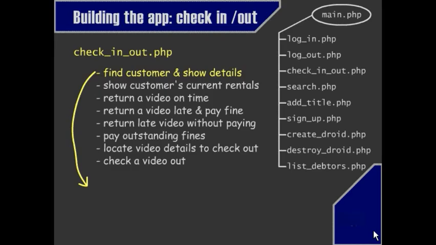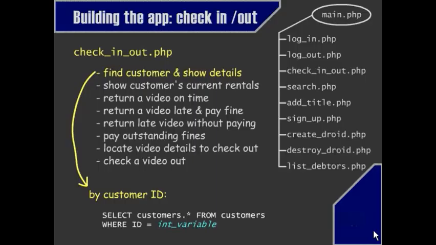The SQL query which we use to accomplish this is different depending on what the search criteria is. If the customer comes in with their membership card, we can assume that they'll have their ID printed on it and it will just simply be a matter of typing in the number, in which case our SQL query is quite a simple one. We select all the columns from the customers table and we use as a criteria for selection the ID.